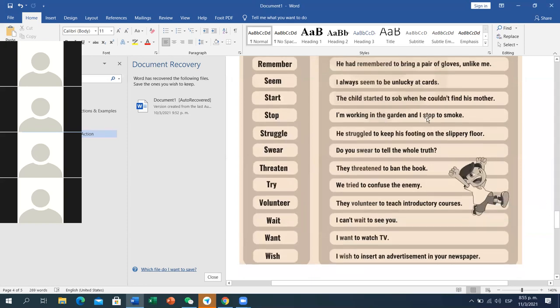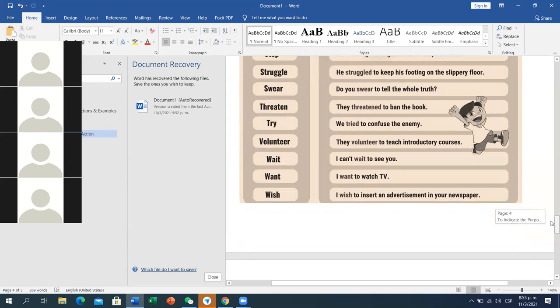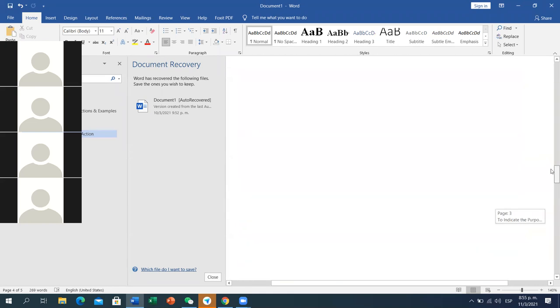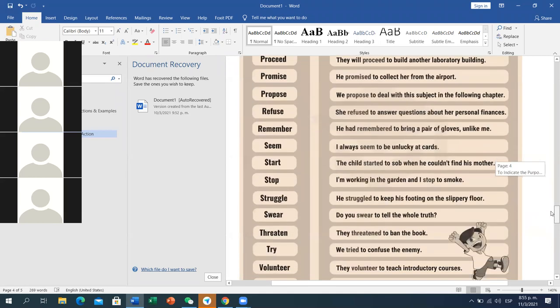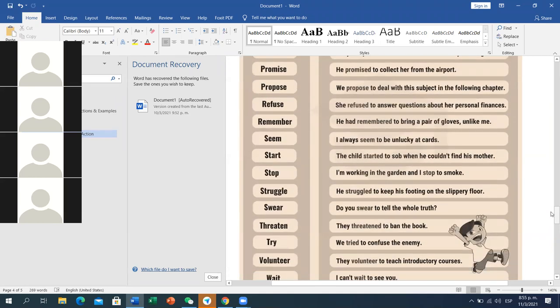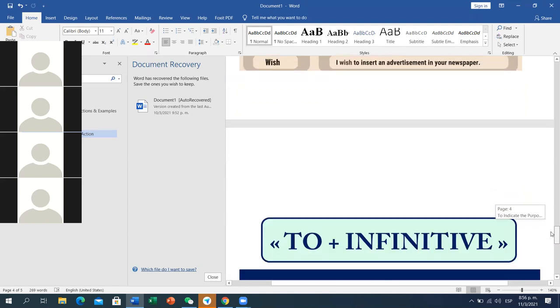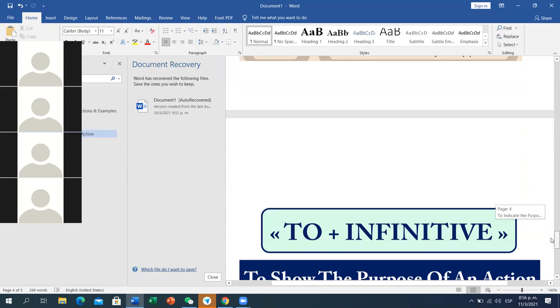Vaya. I stopped to smoke. Voluntary. I stopped to smoke. I can't wait to see you. I want to wash. I wish to insert. I want to eat tacos, guys. Okay, teacher. Thank you. Questions? More questions? No questions, teacher.